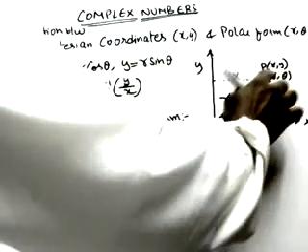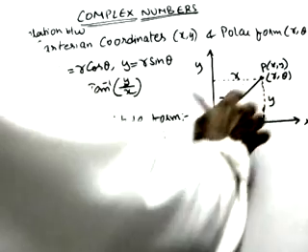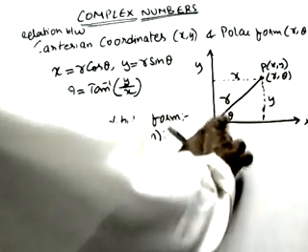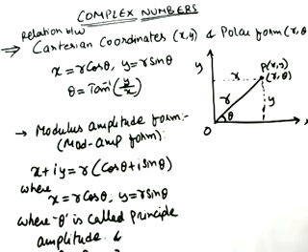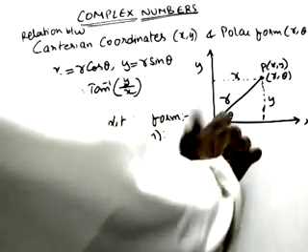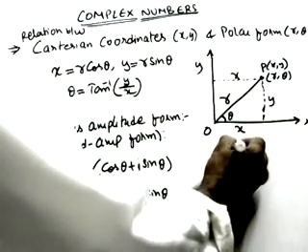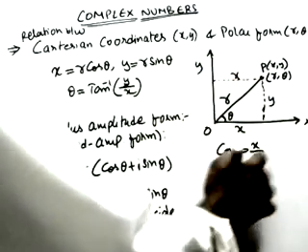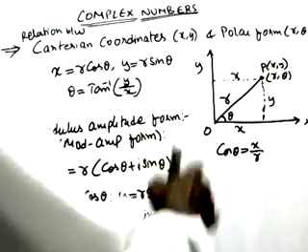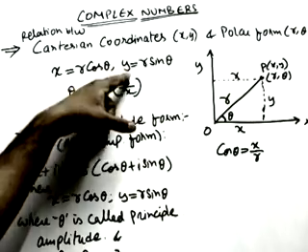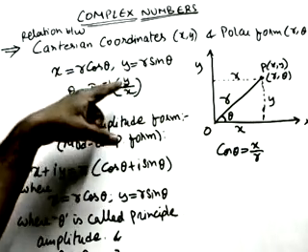So this point can also be written as r comma theta. R means the distance of the point from the origin, and theta means the angle of r with the x-axis. So you see, we can say that cos theta equals x by r. Bring this r here, so x will be r cos theta. In the same way, y will be r sin theta.